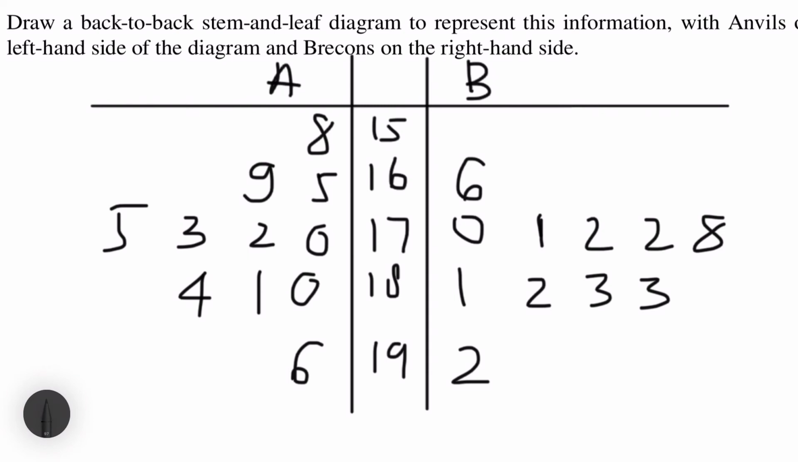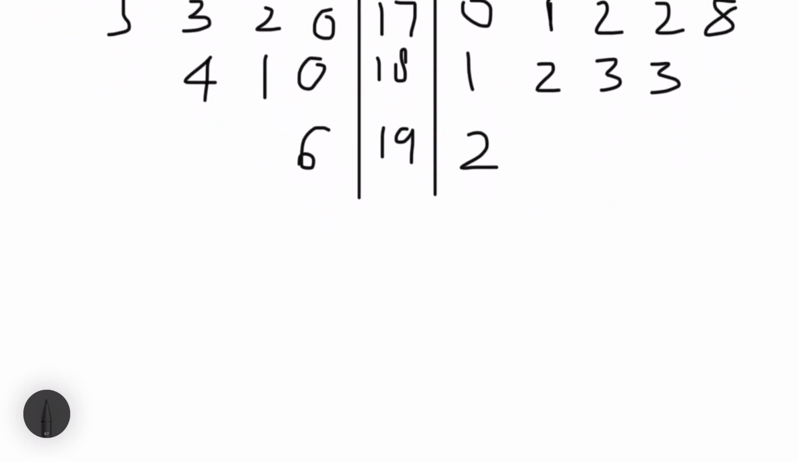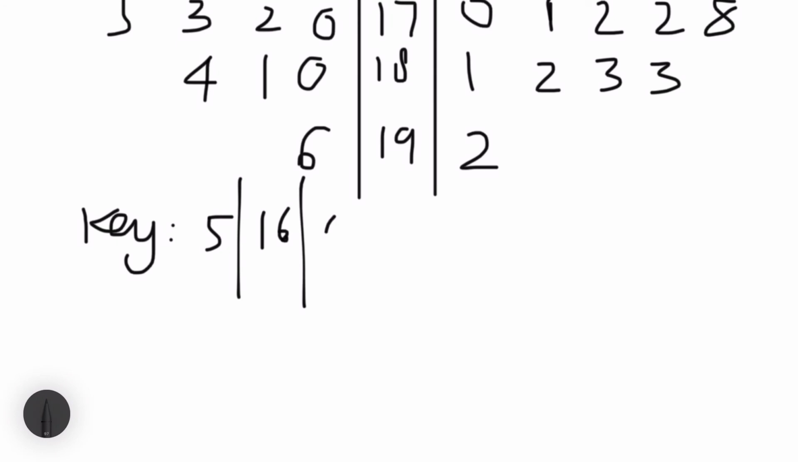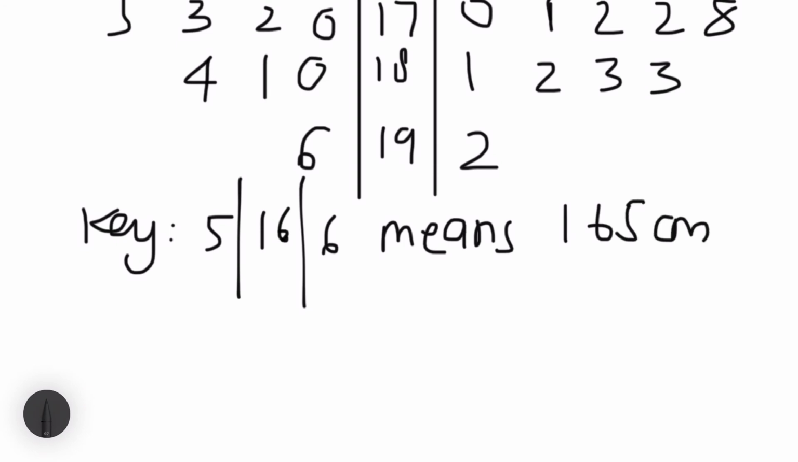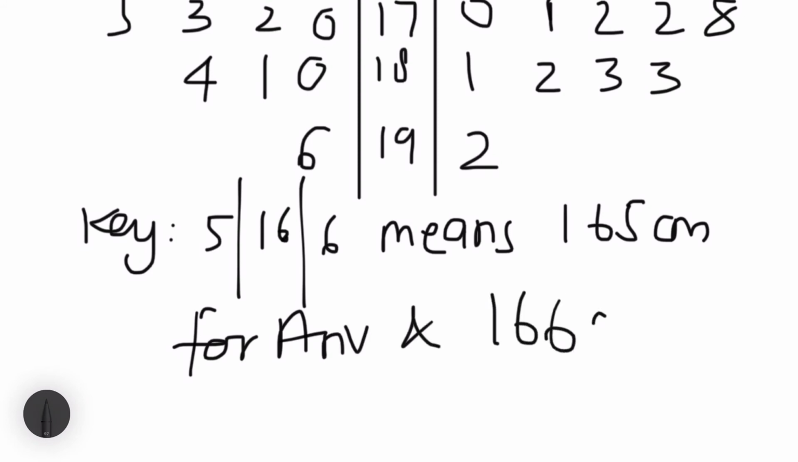After making the stem and leaf diagram, don't forget to write your key. So your key will be 5 and 6 means 165 centimeters for anvils and 166 centimeters for B.